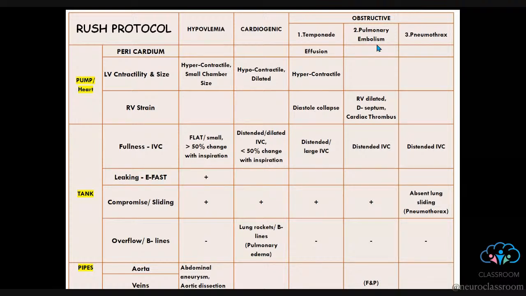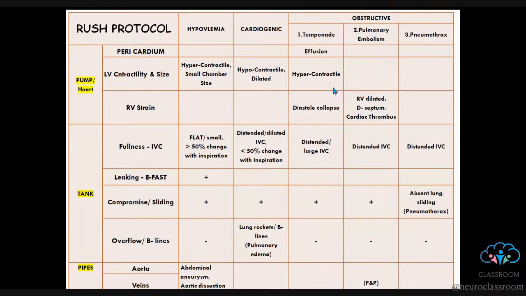Take an example of pulmonary embolism. Right ventricle will be dilated. There will be D-shaped septum, or you may find cardiac thrombus. Then the IVC will be distended, and you may find DVT sign positive. That's all the signs directing towards the pulmonary embolism. In case of pneumothorax, heart will be normal. Because of obstructive shock, this IVC is distended, and there will be absent lung sliding, and you may find lung point. That's a sign of pneumothorax or obstructive shock.